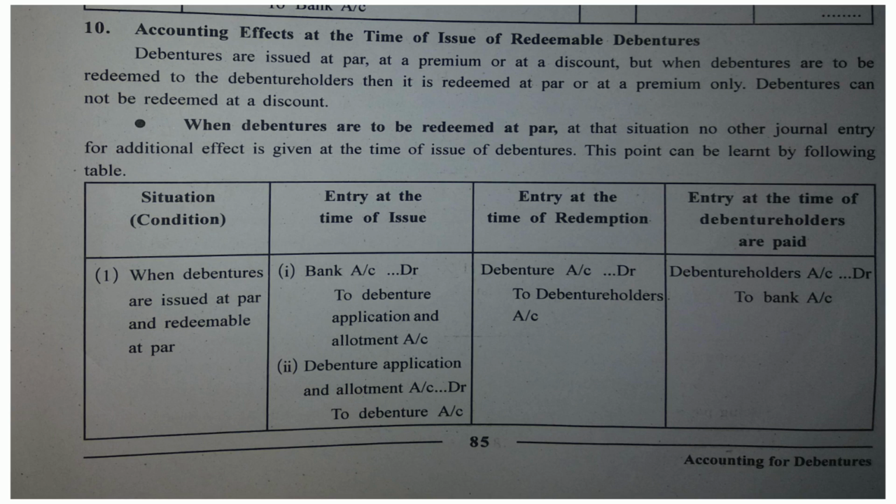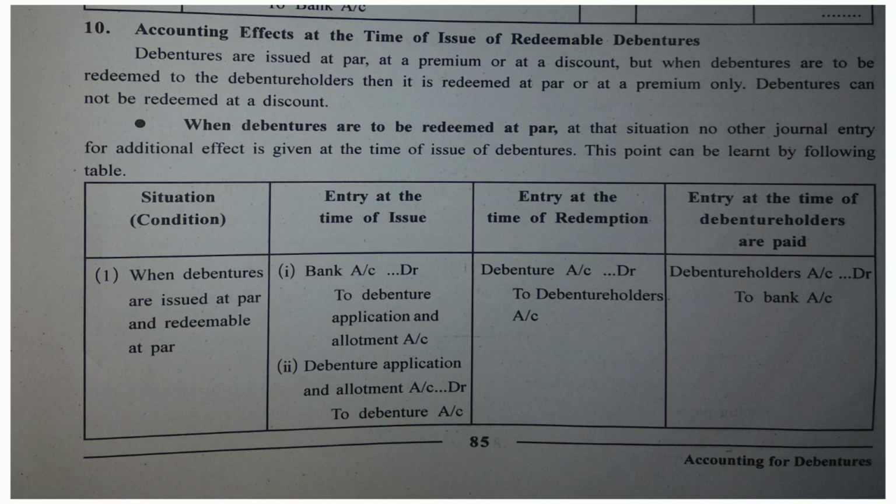The condition is presented, journal entry at the time of issue and journal entry at the time of redemption and payment. They are presented in the form of table. Yes, and it is extremely important. The first condition is debentures are issued at par, redeemable at par. A debenture is purchased for ₹100. And a debenture holder will get 100 rupees in return.